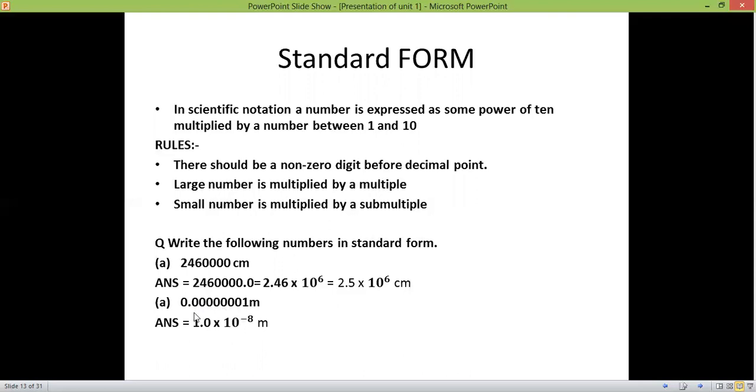So whenever the decimal point is shifted to the right side, the non-zero digit will be multiplied by a sub-multiple. Over here, the non-zero digit is 1, and it is being multiplied by a sub-multiple, and that is 10 to the power minus 8. The power of the sub-multiple depends upon the number of places to which the decimal point has been shifted.